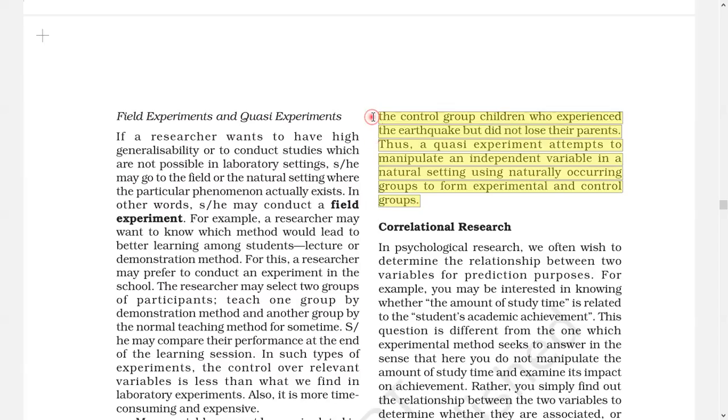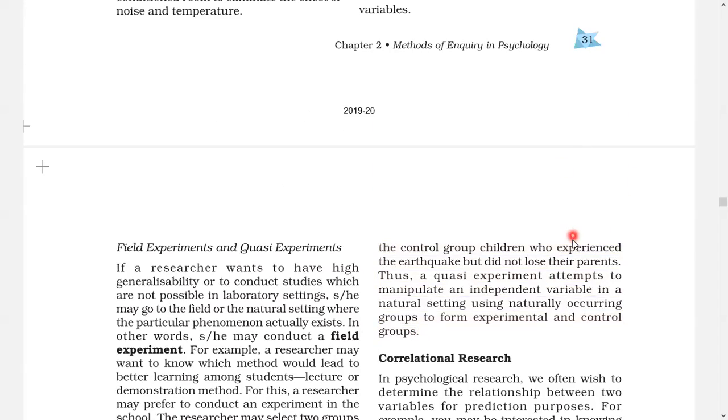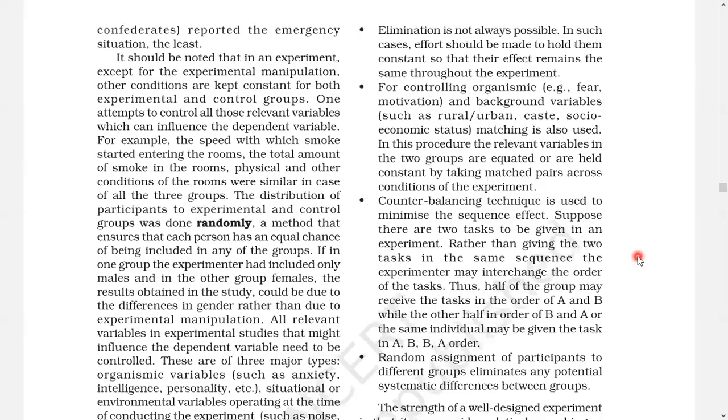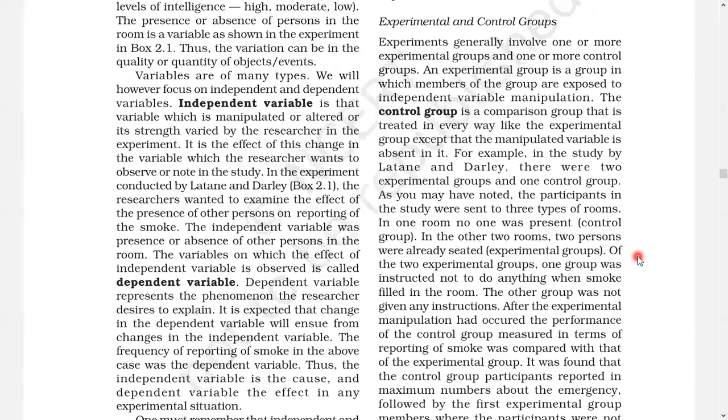So this is what the experimental method is. So far we have seen the important factors: variable, independent variable, dependent variable, extraneous variables, and the experimental conditions like experimental group and control group. All these things are done.